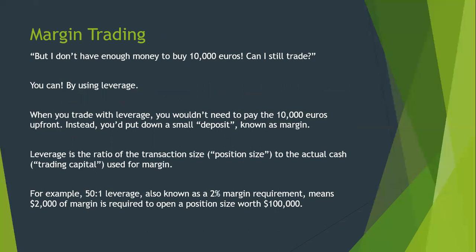So when you trade with leverage, you do not need to pay the 10,000 euros upfront. Instead, you put down a small deposit known as margin, which is your capital. Leverage is the ratio of the transaction size or position size to the actual cash trading capital used for margin. For example, a leverage of 1:50, also known as a 2% margin requirement, means 2,000 USD of margin is required to open a position size worth $100,000.